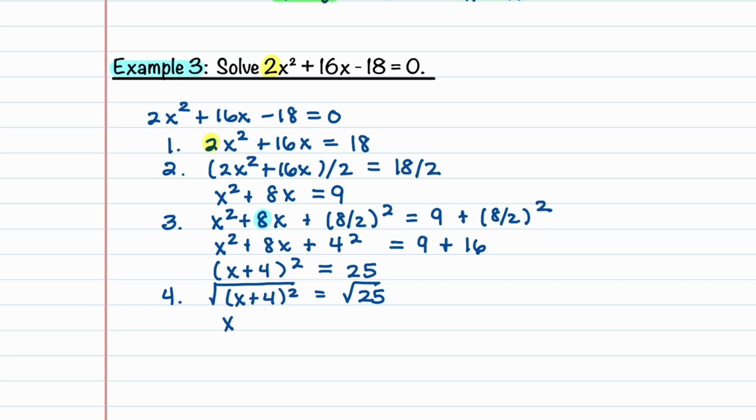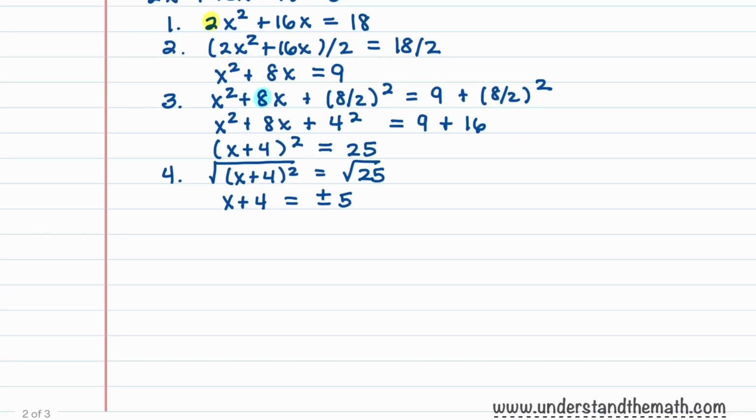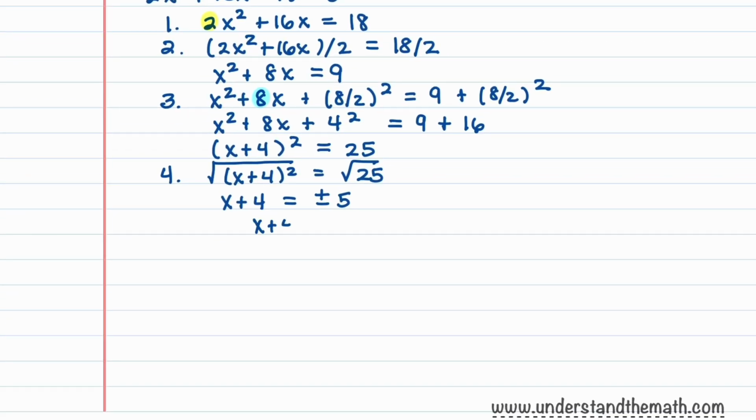And we get an x plus 4 on the left. And on the right, we get plus or minus 5. We'll have two equations. x plus 4 is equal to 5, or we're going to have x plus 4 is equal to minus 5. Now let's solve for x.